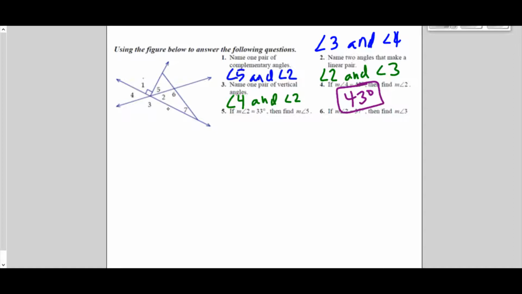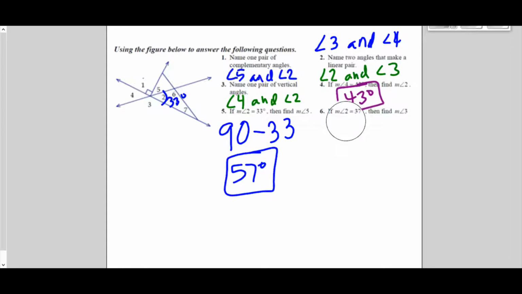Number 5, the measure of angle 2 is 33 degrees. Find the measure of angle 5. So this is 33 right here, the measure of angle 2. We want the measure of angle 5. In number 1, that was one of the relationships that we identified. We said that those were complementary angles. So if I want to find the measure of angle 5, I know that it's complementary with angle 2. Complementary means they add up to 90. So I'm going to say 90 minus 33, and that's going to get me the measure of angle 5. So this would be 57 degrees.